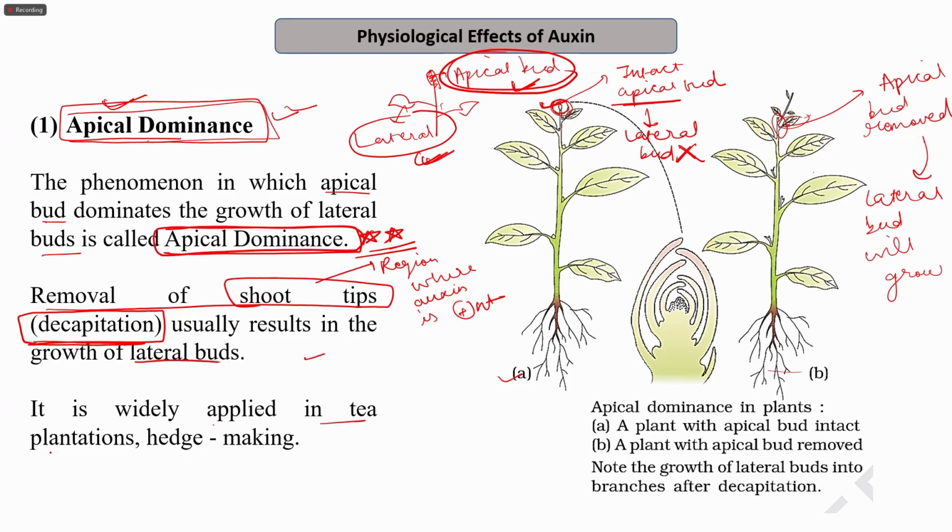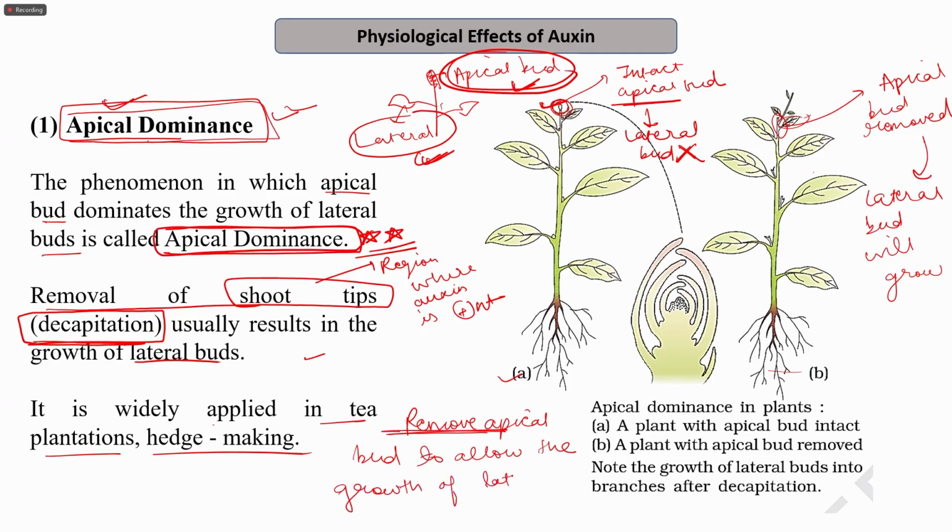It is widely applied in tea plantations, hedge making, etc., where farmers on a daily basis remove the apical bud to allow the growth of lateral buds. Right? So this is an important physiological effect of auxin, where if the apical bud is present, then lateral growth stops, and if the apical bud is removed, lateral buds will grow.